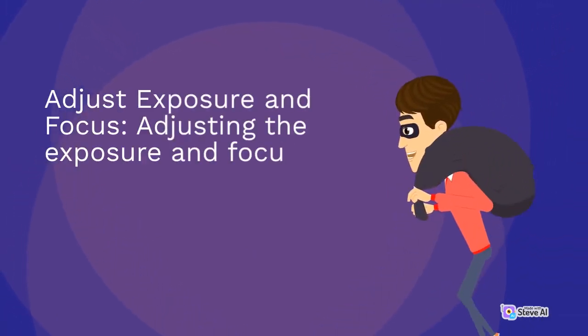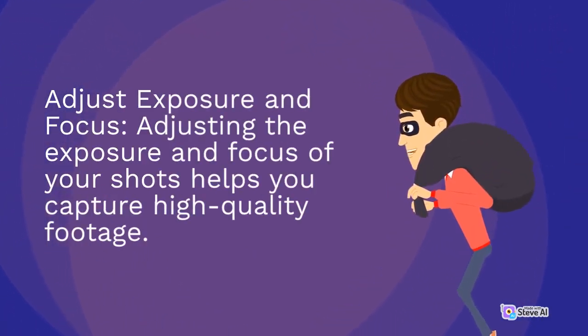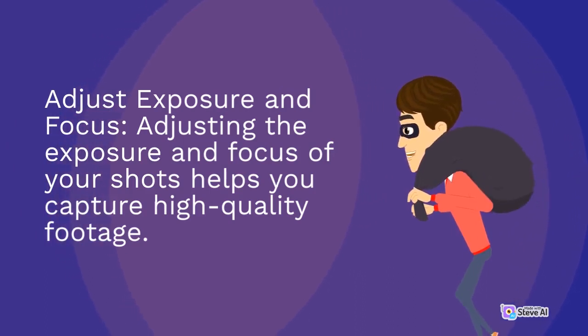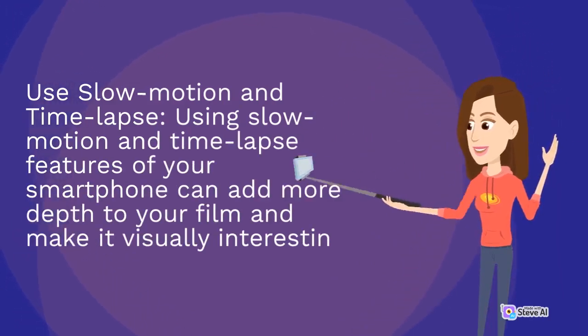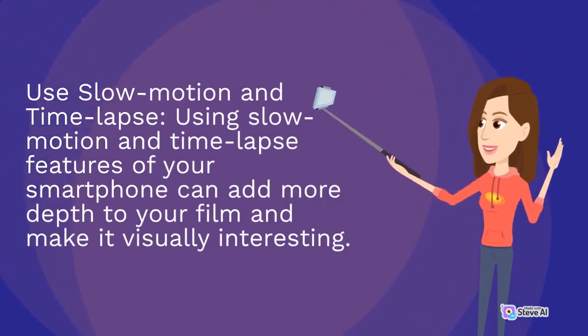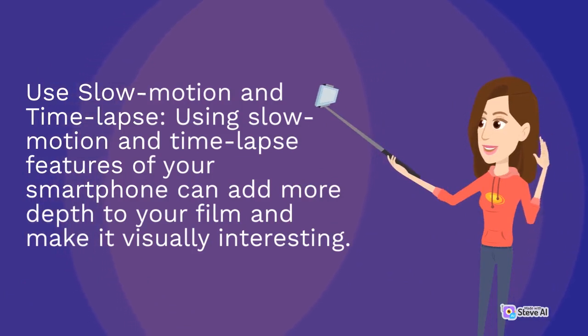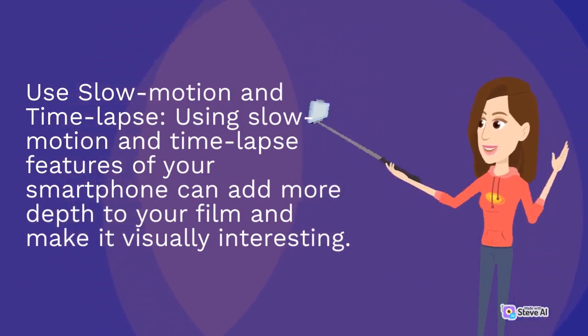Adjust exposure and focus. Adjusting the exposure and focus of your shots helps you capture high-quality footage. Use slow motion and time-lapse. Using slow motion and time-lapse features of your smartphone can add more depth to your film and make it visually interesting.